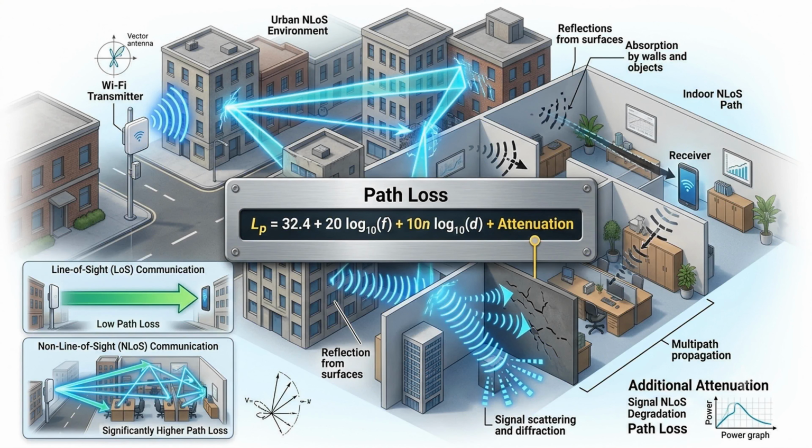For non-line of sight communication, the free space propagation loss is the combination of the equation plus many other factors, such as attenuation due to absorption, reflections and multipath. Path loss equals 32.4 plus 20 times the base 10 logarithm of F, plus 10 times N times the base 10 logarithm of D, plus attenuation.